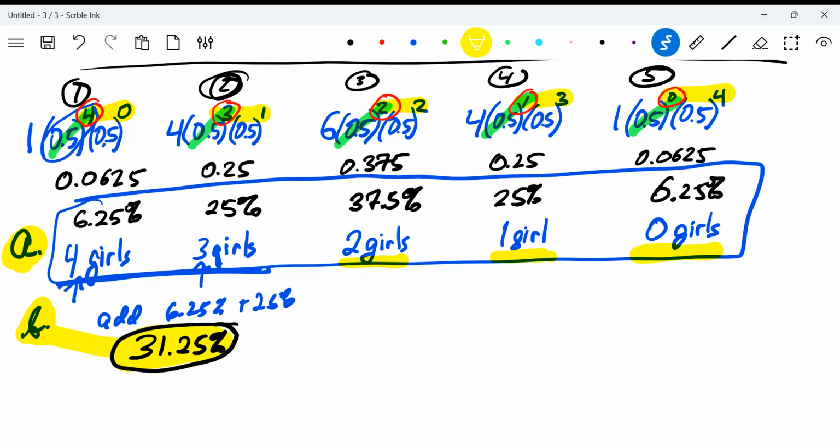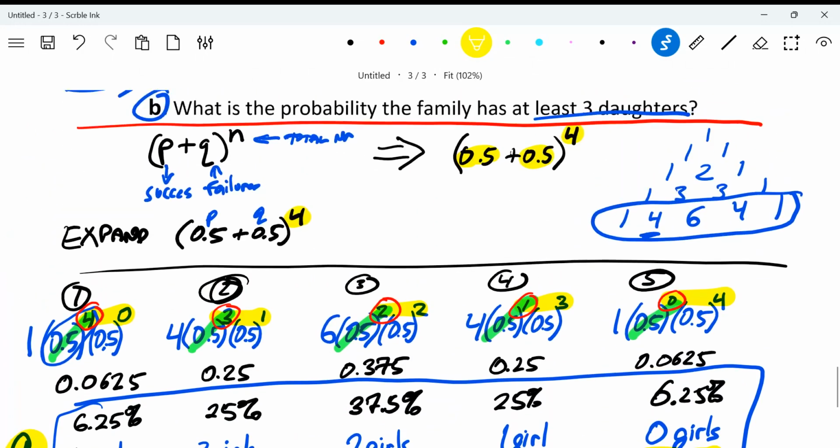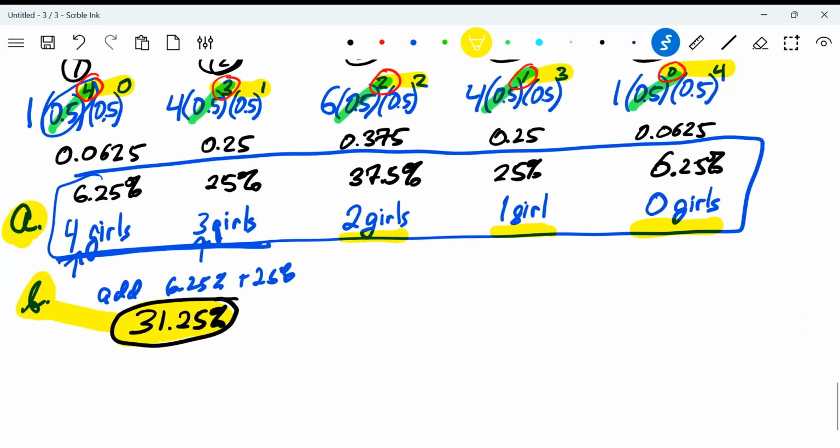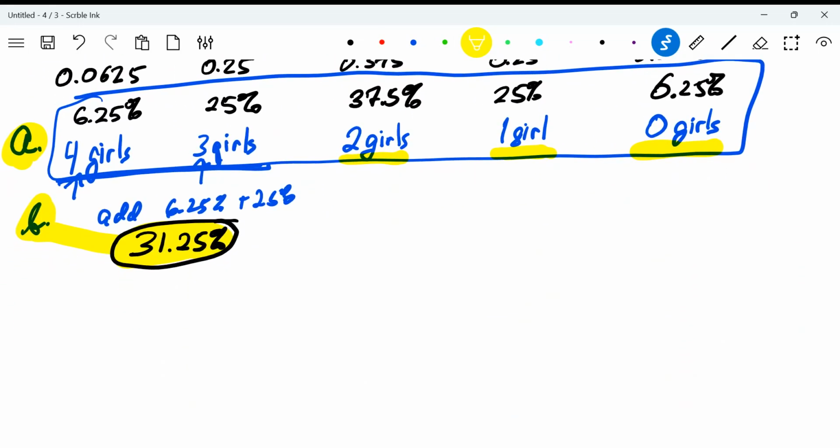So there's numerous questions I could now ask, and that's where these words of like at least or at most or more than or less than, you want to think very carefully about the words and therefore what it means.